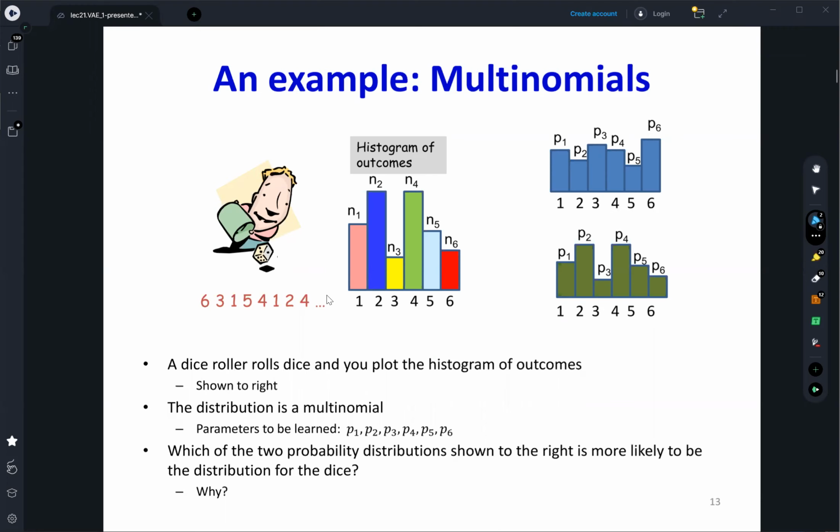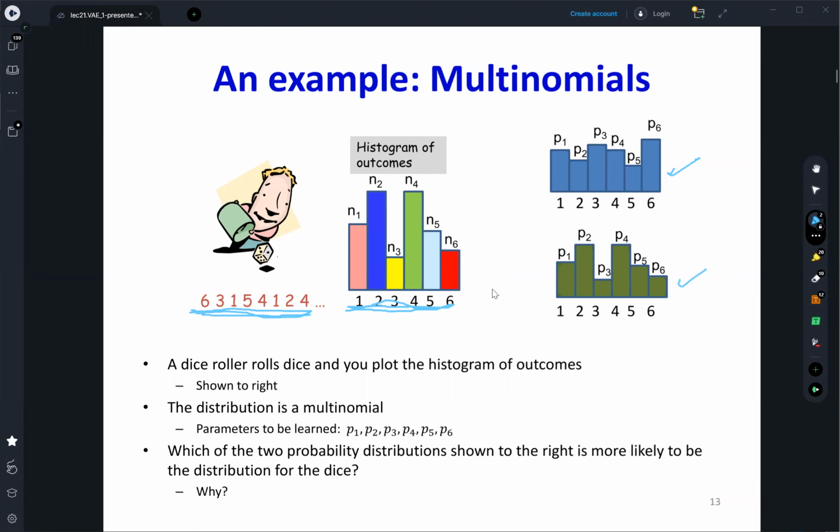You might start off by just observing a lot of outcomes. So for example, your dice shooter might roll a whole bunch of numbers. And let's say you plotted the histogram of all of these numbers, and you found the histogram to look like this figure over here. Now, if I were to give you the choice between this distribution and this distribution, and to ask you which of these two distributions better represents the probability distribution of the dice, which one would you choose?